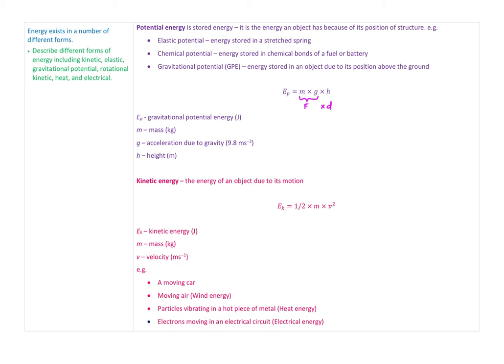Electricity is also a form of kinetic energy because that is the energy possessed by electrons moving in an electrical circuit. So wherever we have energy associated with moving objects, that is our kinetic energy. So hopefully now you have an understanding of the difference between potential and kinetic energy, and you can describe some of those different types of potential and kinetic energy, like elastic potential, chemical potential, gravitational potential, and different forms of kinetic energy like wind energy, heat energy, and electrical energy. Let's keep moving.